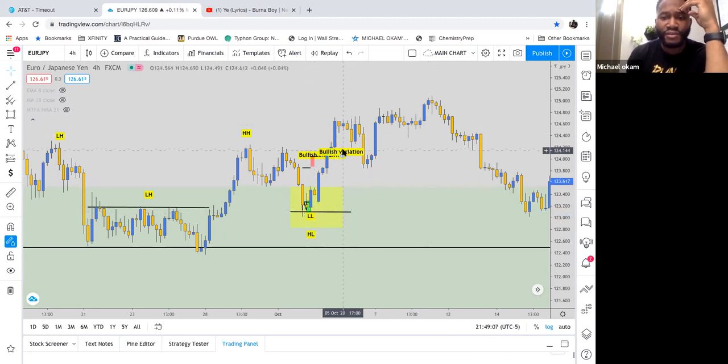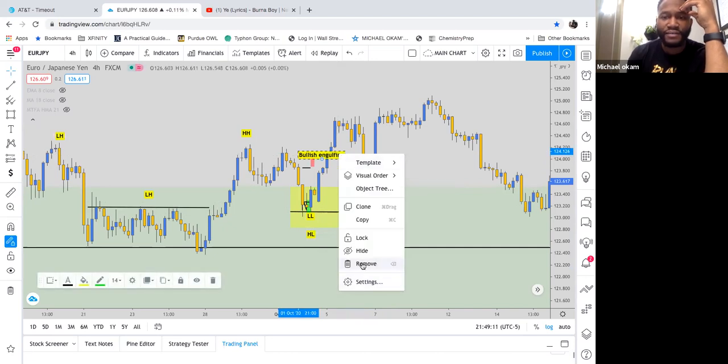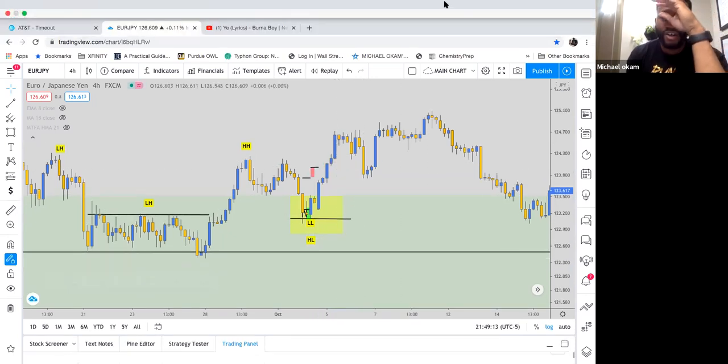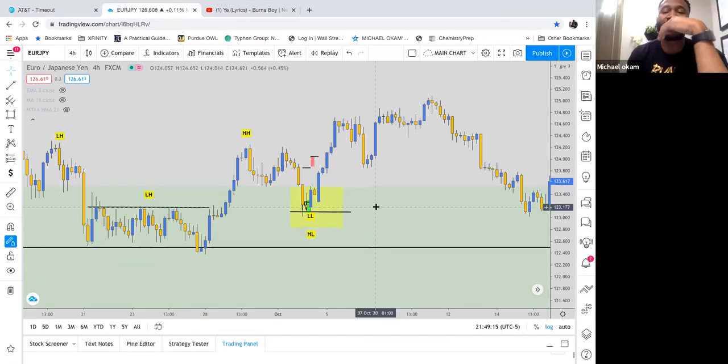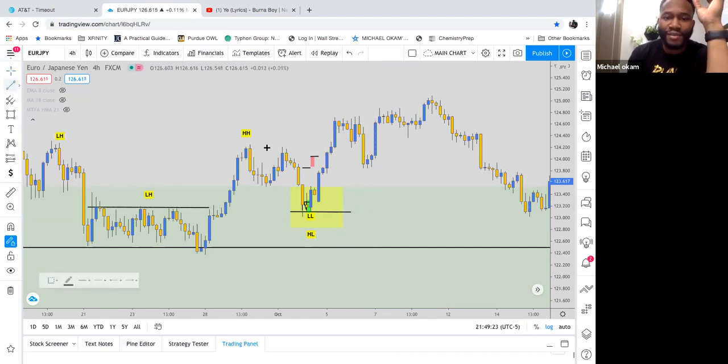So now when do you get out? I'm not going to teach fibs tonight. Fibs is a whole other day. But I'm going to give you guys a simple concept you can use to exit your trades. Your first TP is the previous higher high. This is what you're trading to. TP1.